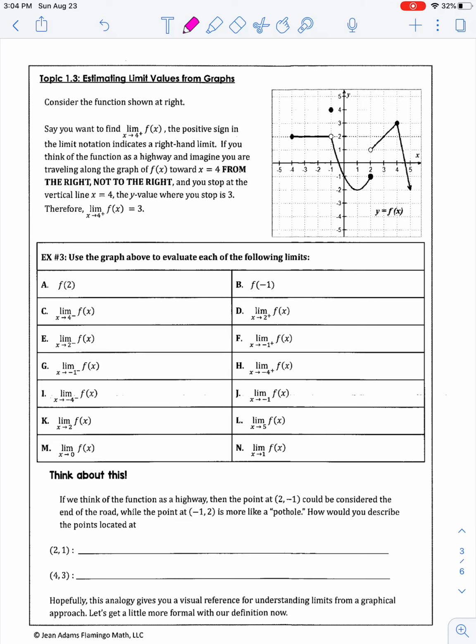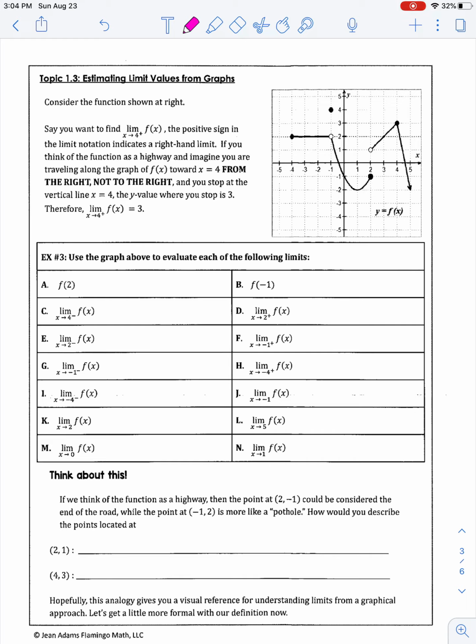right. The positive sign in the limit notation indicates a right-hand limit. We already know that. If you think of a function as a highway and imagine you are traveling along f of x towards x equals 4 from the right, not to the right. So the plus sign is from the right.